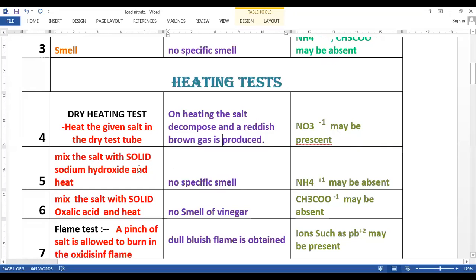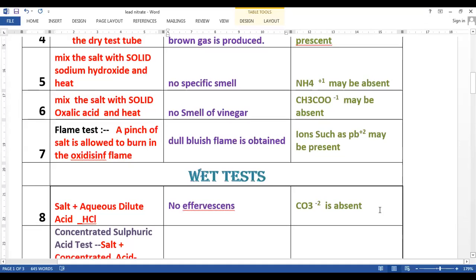We need to mix the salt with solid sodium hydroxide, and if we smell it, we will get no specific smell, and that is why we can say that NH4+ may be absent. Then my dear students, we are going to mix the salt with solid oxalic acid and heat. When we mix the salt and heat it with the oxalic acid, we do not get the smell of vinegar, and we can easily say that CH3COO- or acetate ion may be absent.